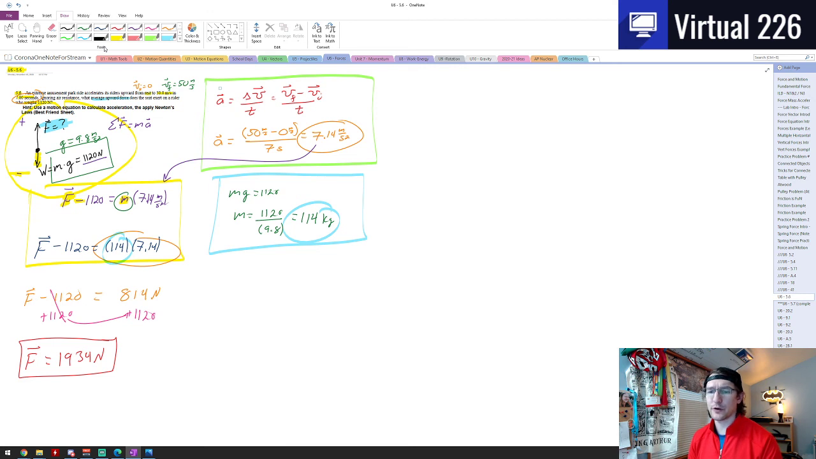So as we go through some more of these vertical problems, don't forget about your weight, don't forget about drawing your pictures, your free body diagrams, and make sure you're including all of the forces whenever you're setting up your F equals ma equations. But until next time, this problem is finished.